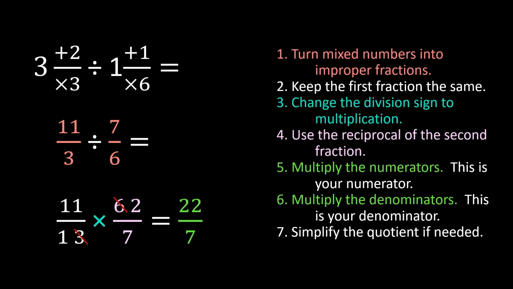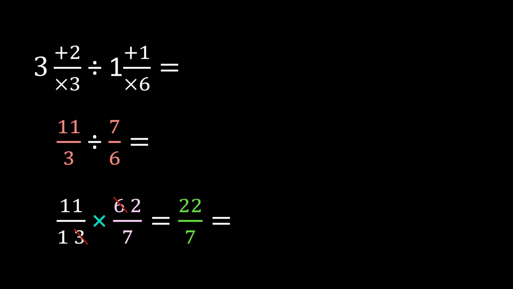My last step is to simplify the quotient if needed. Well, 22 and 7 don't share any common factors, so I can't simplify here. But if I can't leave my quotient as an improper fraction, you are going to need to turn it into a mixed number. So if you have to turn 22/7 into a mixed number, remember we take our numerator of 22 and we're going to divide it by our denominator of 7.